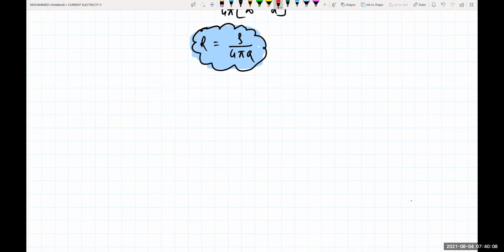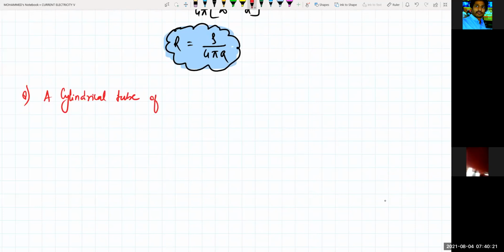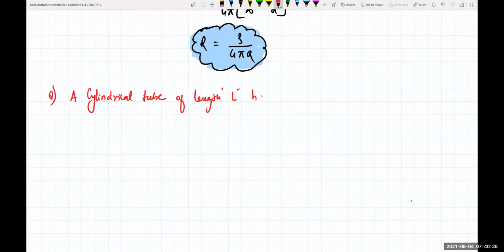Now look at the next one. Say for example, we have a cylindrical tube of length capital L, which has an inner radius A, while the outer radius is B, as shown in the figure.